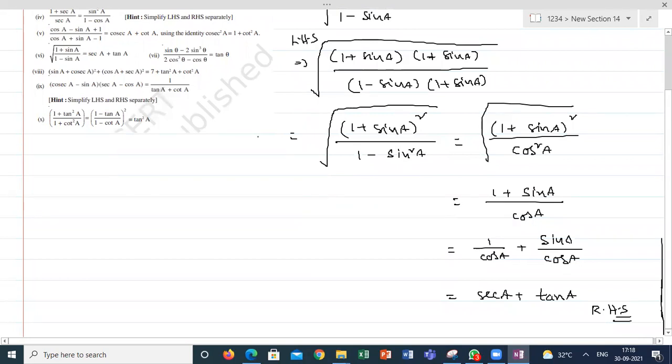You can keep it like this. Yes, we have to take the LHS and prove it to the RHS. You should not take the RHS and prove it to the LHS. It's a different scenario. Hope you are clear. Shall I move to the next one? Students, please respond. Yes, sir.